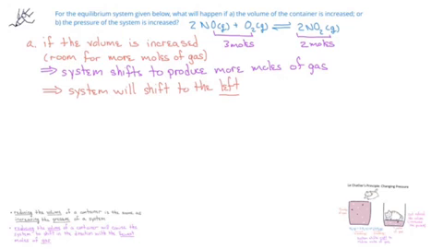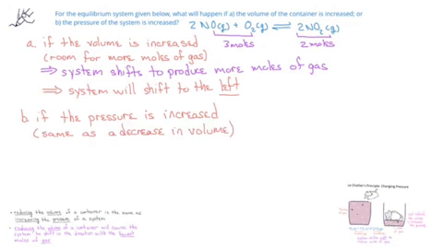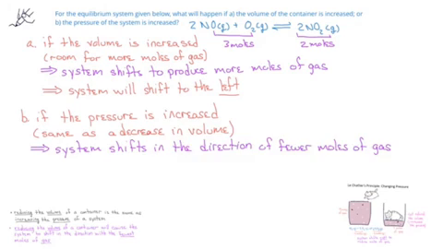In the second example, instead of increasing the volume, we're now going to increase the pressure. As we saw in the cat example, when we increase the pressure, we're essentially decreasing the volume, and the system will shift in the direction with the fewer moles of gas. In the system we're using, we have 3 moles of gas on the reactant side and 2 moles of gas on the product side. So if we increase the pressure, the system will shift to the product side. It will shift to the right to decrease the moles of gas present.